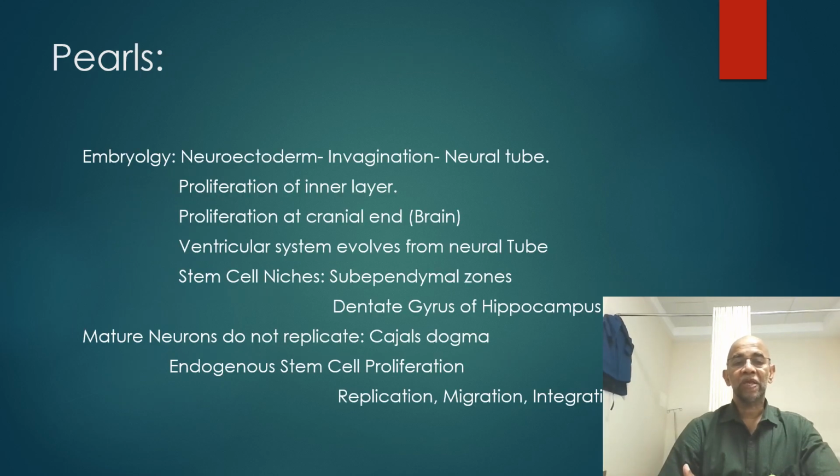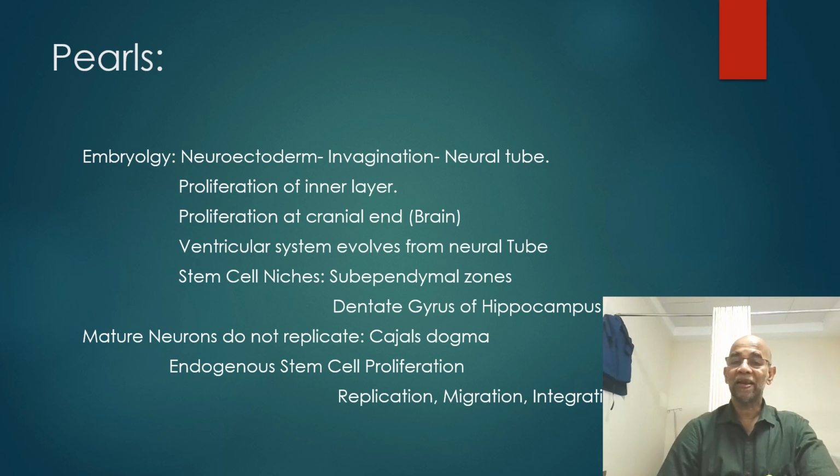So to summarize, embryologically, the nervous system is derived from neuroectoderm, which is differentiated from ectoderm. This neuroectoderm invaginates to produce a tube, which is called the neural tube. The inner lining layer of the neural tube proliferates, and then it migrates to the outer surface. Rapid proliferation at the cranial end produces the brain. The ventricular system involves pouches of the neural tube being pulled into the evolving brain.